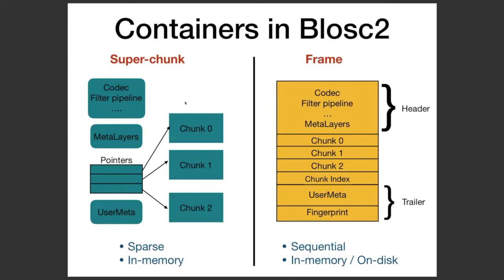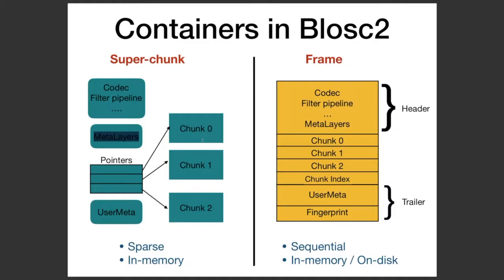Okay, so let me say a few words about the containers in Blosc. On the left, we have the super chunk, which is the default container for in-memory data. And then there is a frame, which is the default container when we are storing data on disk. The super chunk essentially comes with a header, where it stores the codec, the filter pipeline, and different other parameters. Then the MetaLayers, and then a series of pointers that point to the chunks in different areas of memory.